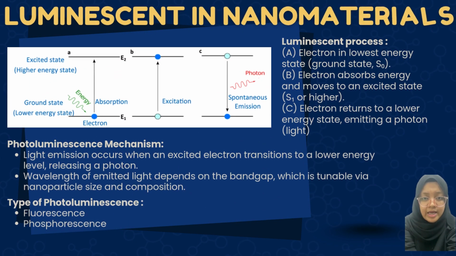Luminescence process. At A, electron in lowest energy state, ground state. At B, electron absorbs energy and moves to excited state S1 or higher. At C, electron returns to a lower energy state emitting a photon or light.